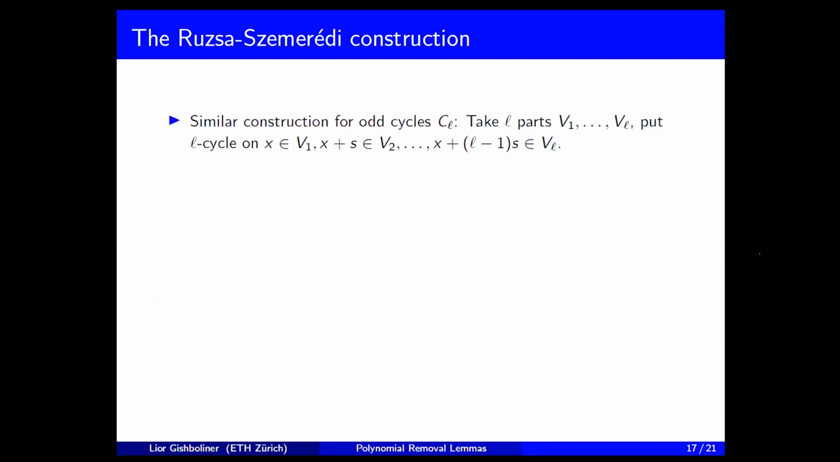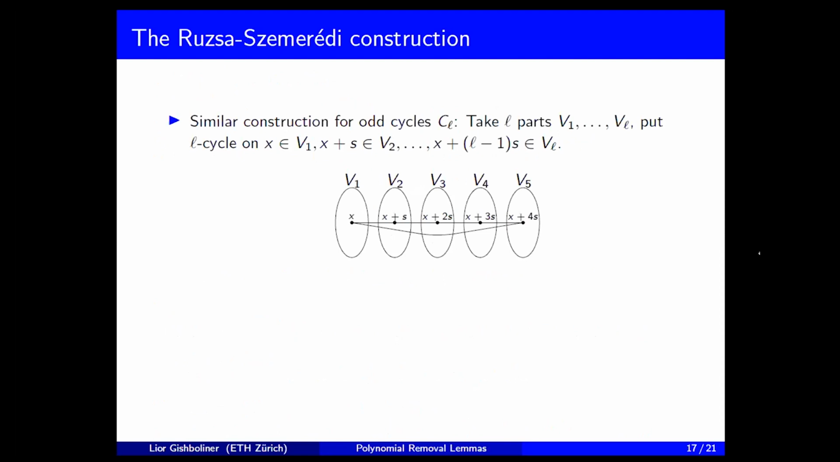So what we need is that a similar construction also holds for odd cycles. Let's say we want a construction for C5. It's very similar. We just take x, x plus s, x plus 2s, x plus 3s, x plus 4s, and we put a cycle of length 5. And the analysis is essentially the same.